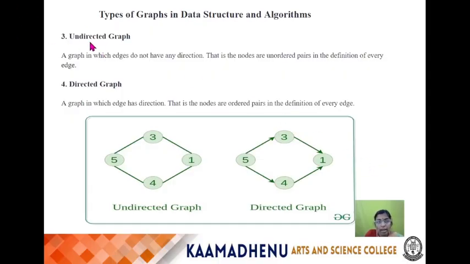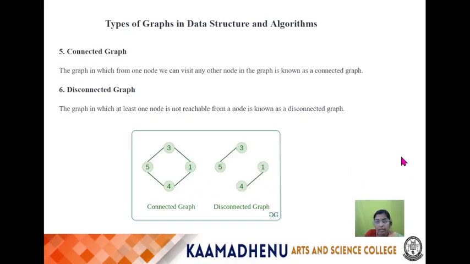Then third one is undirected graph. A graph in which edges do not have any direction. That is, the nodes are unordered pairs in the definition of every edge. Then fourth one is directed graph. A graph in which edge has direction. That is, the nodes are ordered pairs in the definition of every edge. So this is the pictorial representation of directed and undirected graph.